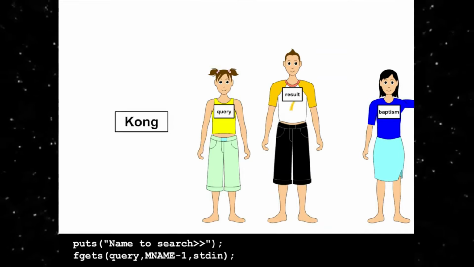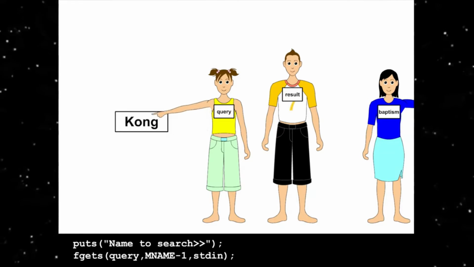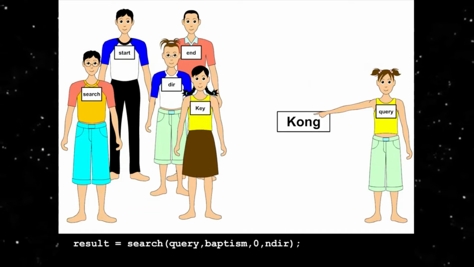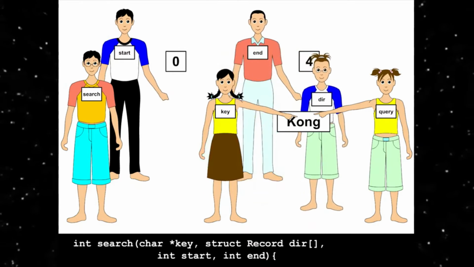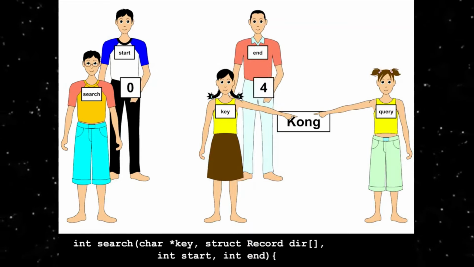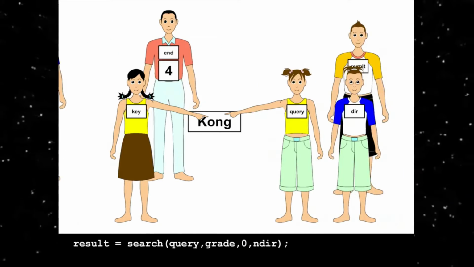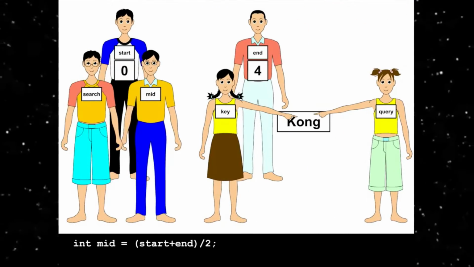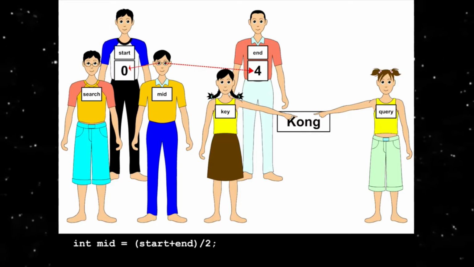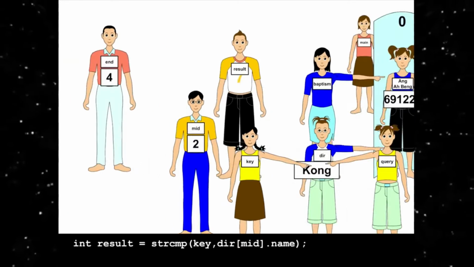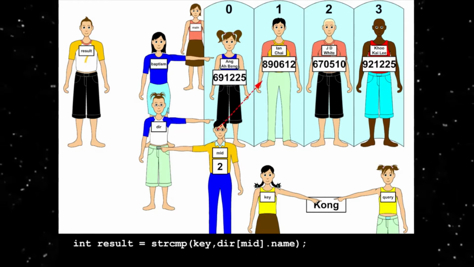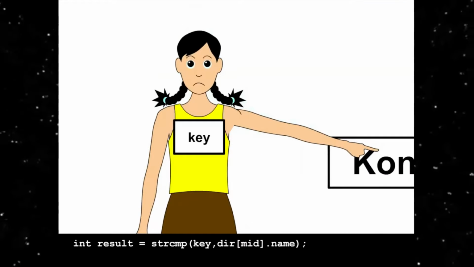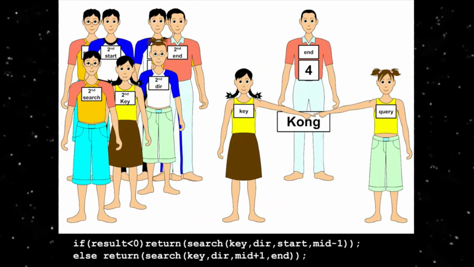Suppose the user now types Kong for the name to search. This is stored in query. So, we call bin search again in the same manner. Mid is equal to 0 plus 4 divided by 2, which is 2. So we compare the name Kong with the data in location mid, that is 2, and find that J.D. White is not the same as Kong. The result indicates that we should search the second half.